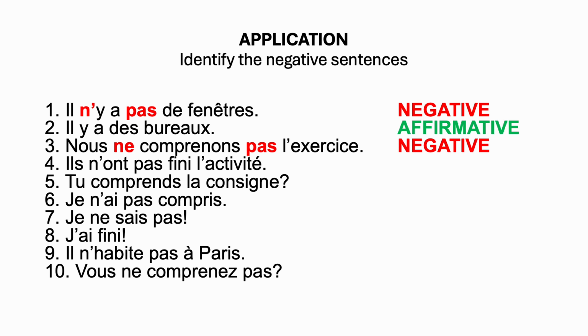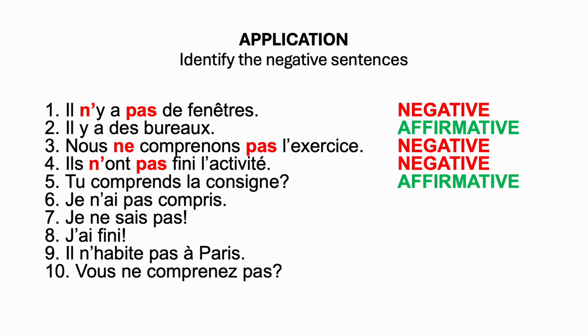4. "Ils n'ont pas fini l'activité" is negative. Repeat after me. Ils n'ont pas fini l'activité. Which means they're not done with the activity, they haven't finished the activity. 5. "Tu comprends la consigne" is affirmative. Repeat after me. Tu comprends la consigne? Which means, do you understand the instruction?